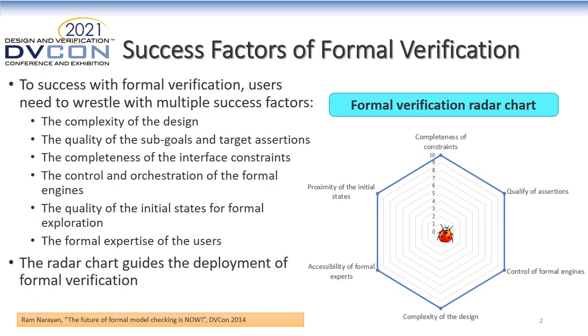To be successful with formal verification, the user has to wrestle with a lot of success factors. So we want to formulate these success factors into radar charts. In the diagram on the right-hand side, you can see the 6 success factors we have captured in this radar chart: the complexity of the design, the control of the formal engines, the quality of instrumentation, the completeness of constraints, the proximity of the initial state, and the accessibility of formal experts. This radar chart can help guide the deployment of formal verification. It can also help the project team refine each of the success factors incrementally.